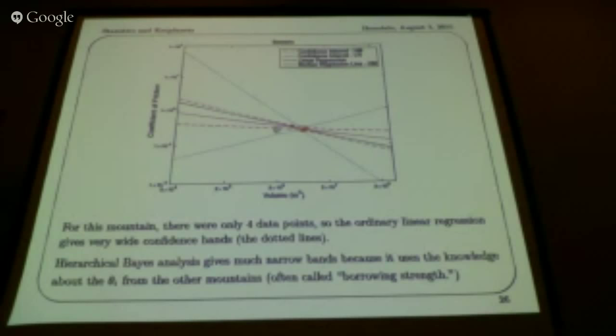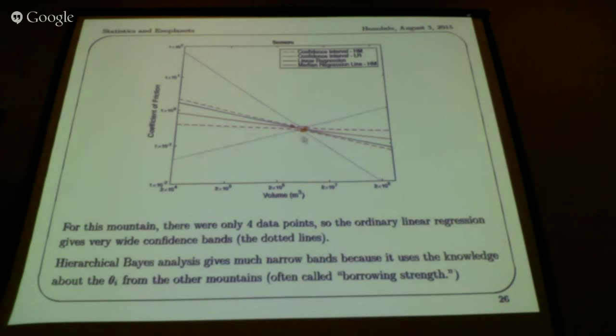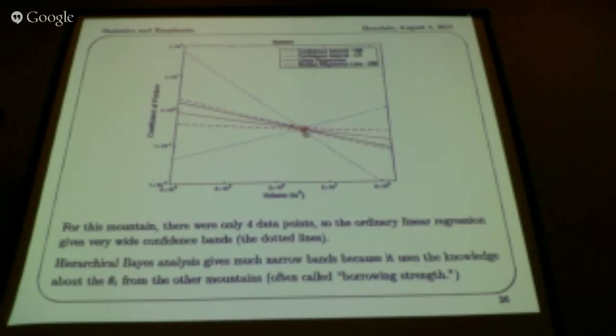The black line is just the regression line based only on those four data points. And these dotted lines are the 95% confidence bands. So again, with these confidence bands, you're very uncertain about what's going on because there are only four data points. The hierarchical modeling gave a slightly different mean regression line, that one there, and it gave 95% confidence bands that are much, much tighter. That's coming from borrowing strength from the data on the other mountains to greatly improve the accuracy of the prediction for Semeru.